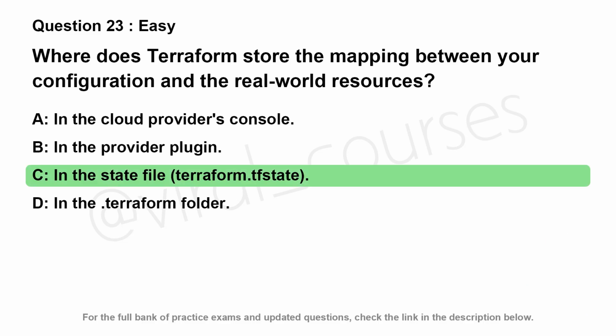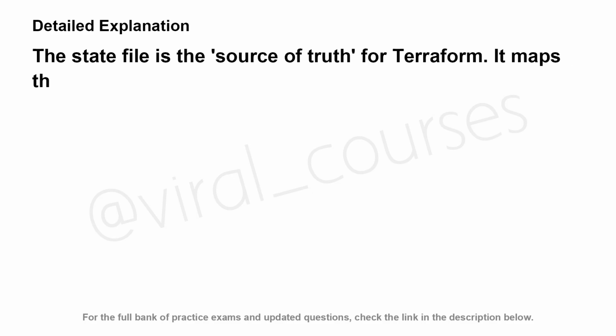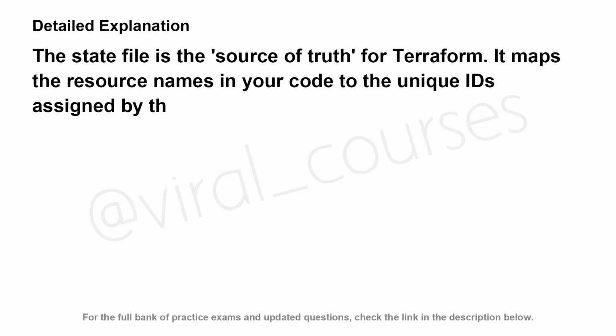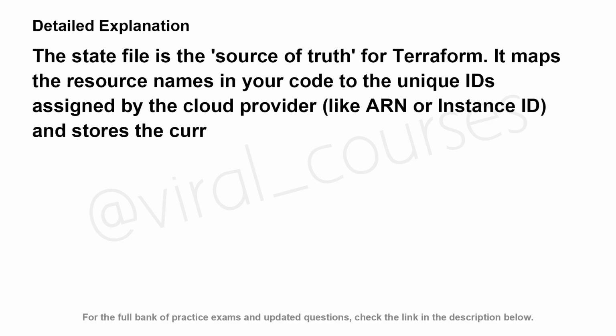The correct answer is C. The state file is the source of truth for Terraform. It maps the resource names in your code to the unique IDs assigned by the cloud provider, like ARN or instance ID, and stores the current metadata for those resources.